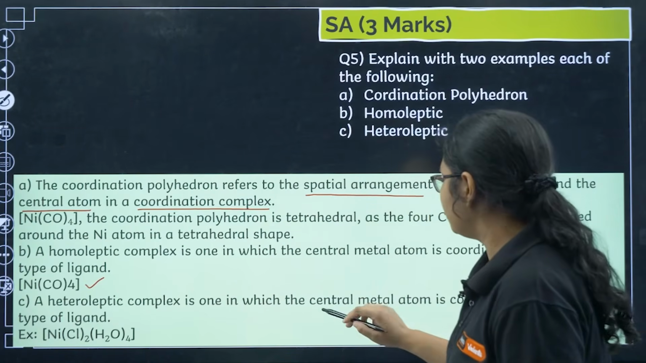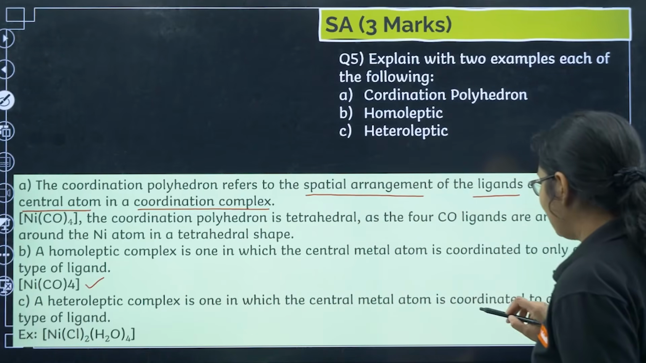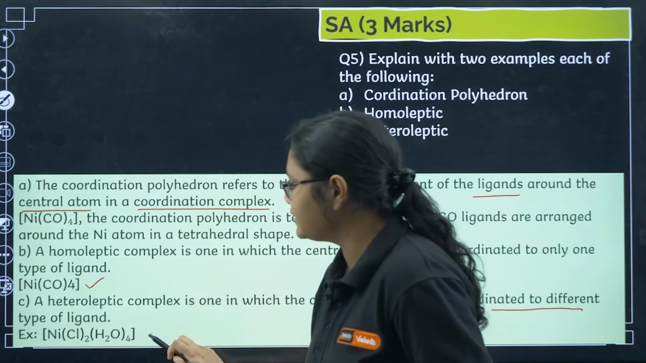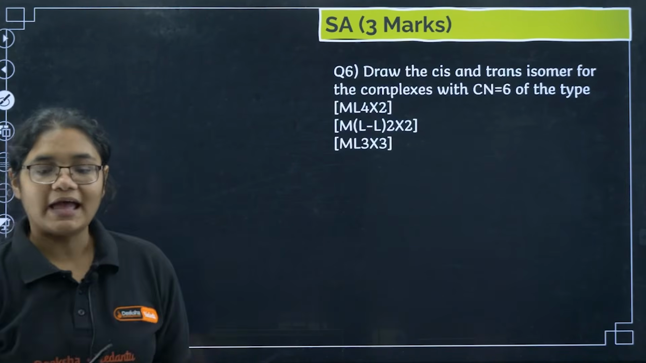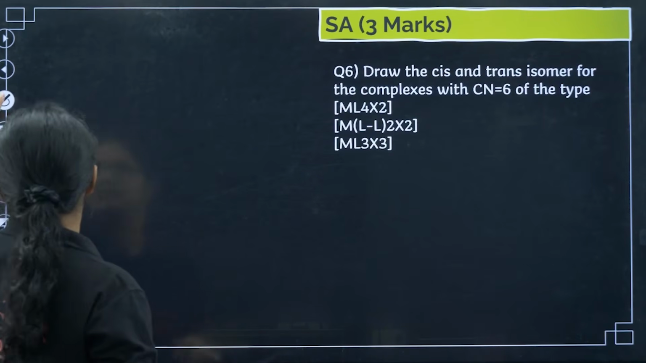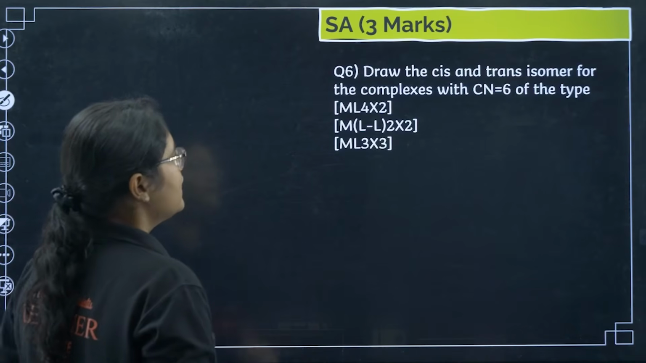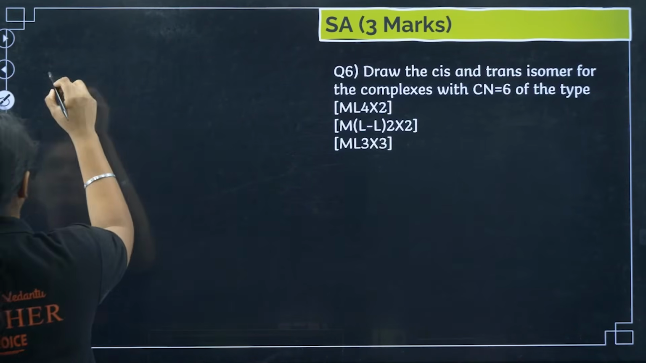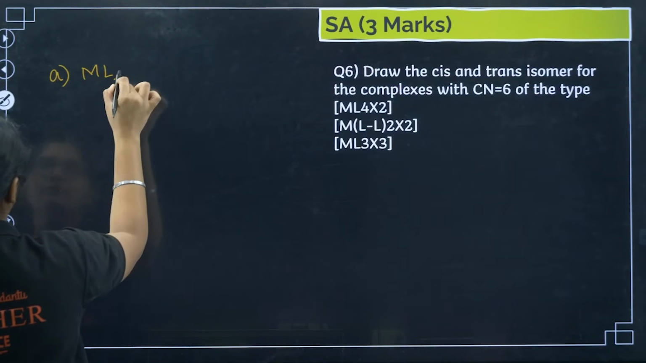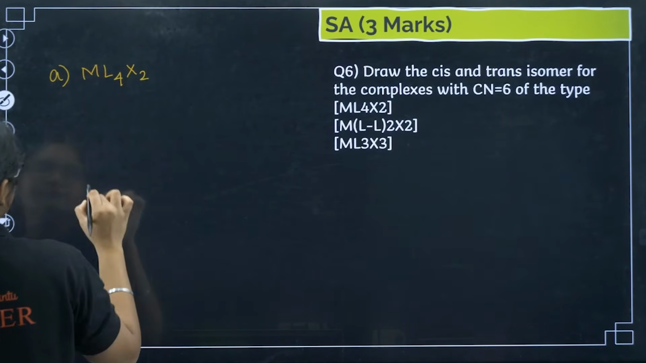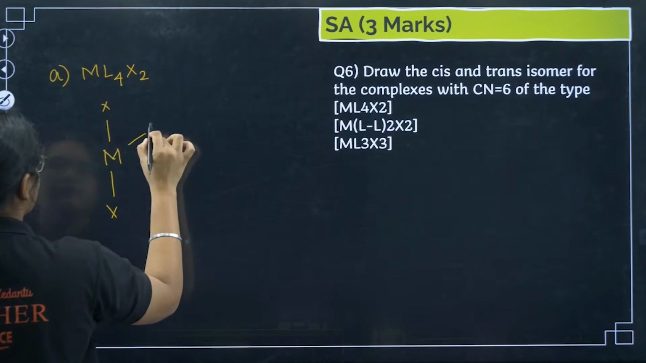When you have a combination of different types of ligands present, it is a complex in which the central metal atom is coordinated to different types of ligands. You have an example like this. Next, we have some questions on the basis of isomerism. You have to draw the cis and trans isomer for each of them. So ML4X2 is there, right? ML4X2. So first, I have X like this, L is like this.